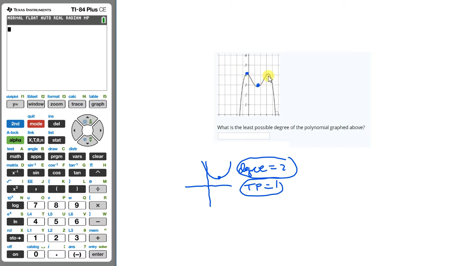1, 2, 3. A turning point is where the function goes from increasing to decreasing, or from decreasing to increasing. It changes direction. So I have 3 TPs. So what's my degree going to be? The smallest degree would be, I'll let you guys figure that out. Okay? All right, let's go to the next question.